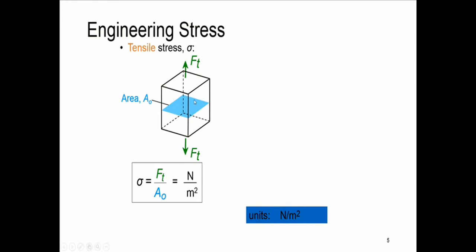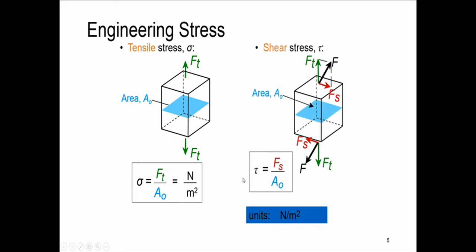If the load is applied normal to the same bar, and we look at a chunk of that bar, and we divide this normal tensile load by the cross-sectional area, which is normal to the load direction, then we can find tensile stress as defined here. The unit is Newton per meter square. Meter square comes from area and Newton comes from force.